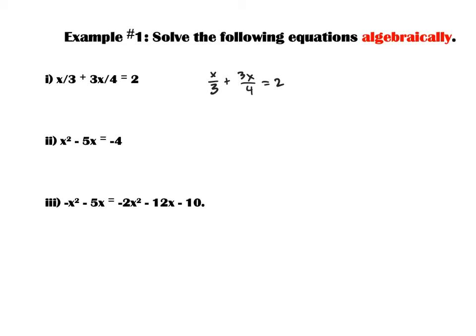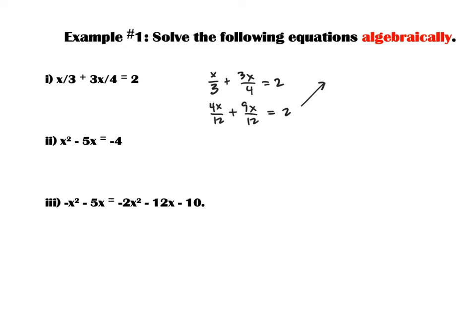Now, I could do this a number of different ways, but what I'm going to choose to do is get a common denominator. So let's go ahead and do that. That would be 4x over 12 plus 9x over 12 is equal to 2. All right, there is another method I could use. It's called clearing fractions. I will do that in a later example, and you'll see why that's beneficial as well.